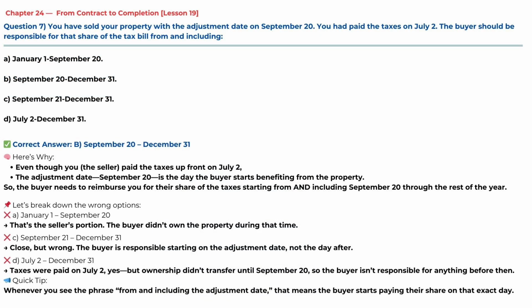Question 7. You have sold your property with the adjustment date on September 20th. You had paid the taxes on July 2nd.